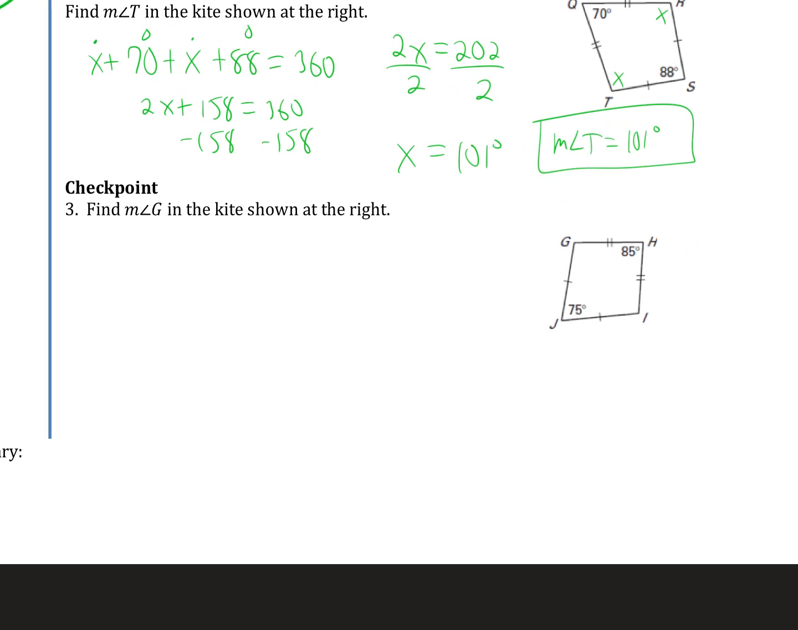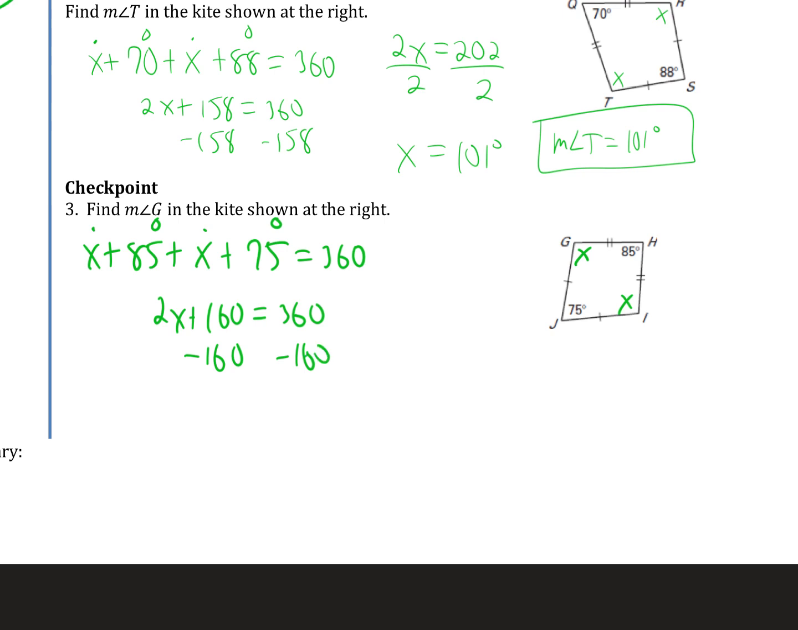All right, same thing here. So we know that the kite at the right is shown, okay? So we're looking for these angles. These are both x. So we do x plus 85 plus x plus 75 equals 360, okay? All right, combine like terms, x plus x, 85 plus 75, we're going to get 2x plus 160 equals 360. Subtract 160. 2x equals 200. Divide by 2. And x equals 100 degrees.